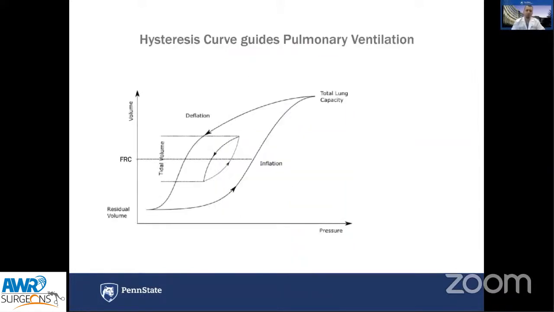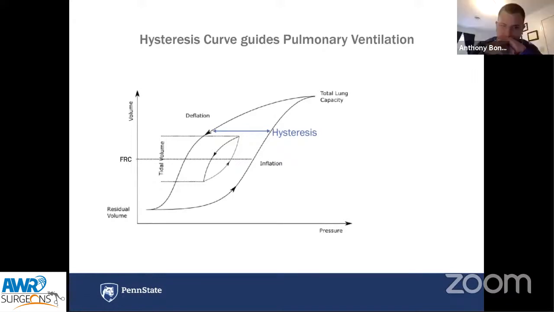Now, when we talk about determining respiratory parameters for anesthesia, we usually take into consideration, at least conceptually, this hysteresis curve. And hysteresis is the term that's used to refer to the differences in lung compliance between inflation and deflation of the lung. And as you can see, it's a sigmoidal curve with upper and lower inflection points.